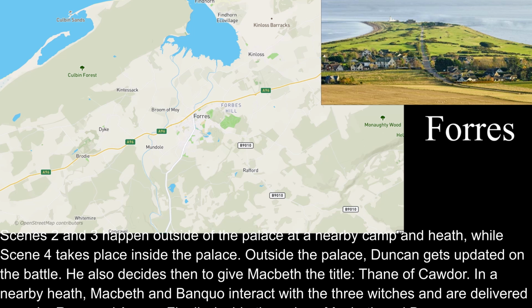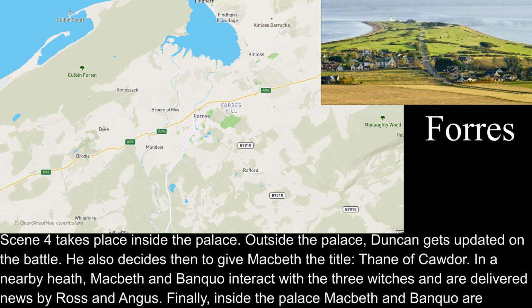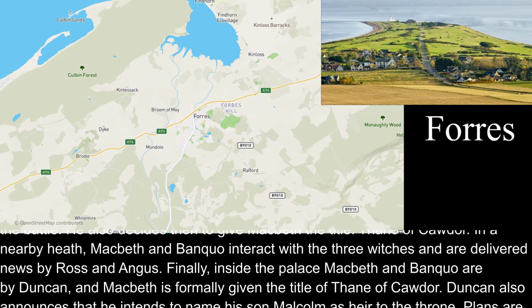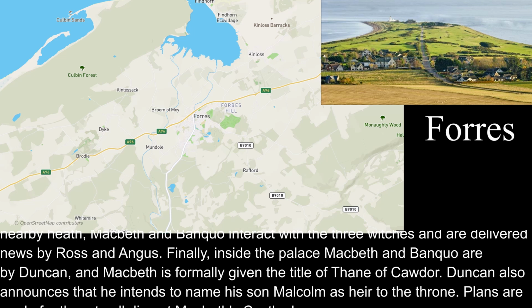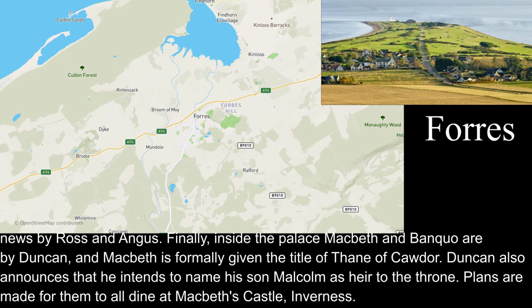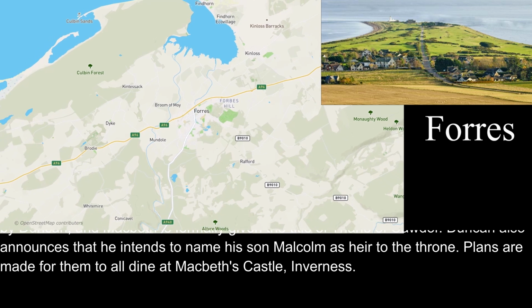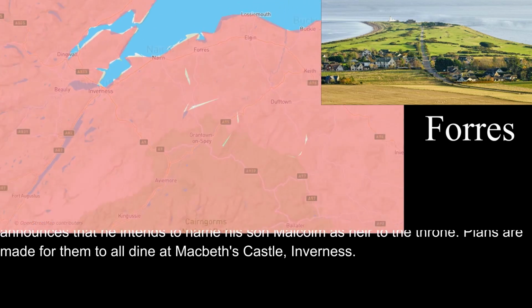In a nearby Heath, Macbeth and Banquo interact with 3 witches and are delivered news by Ross and Angus. Finally, inside the palace, Macbeth and Banquo are praised by Duncan, and Macbeth is formally given the title Thane of Cawdor. Duncan also announces that he intends to name his son Malcolm as heir to the throne. Plans are made for them to all dine at Macbeth's castle in Inverness.